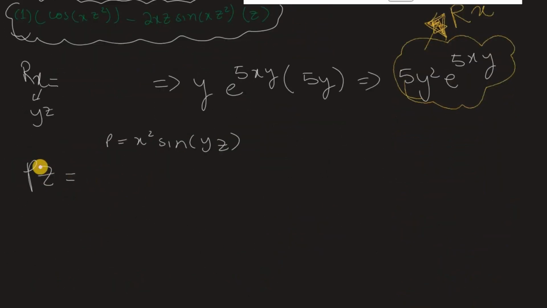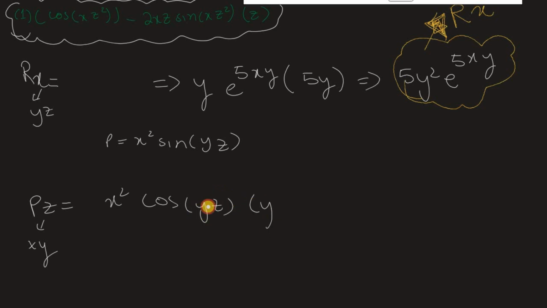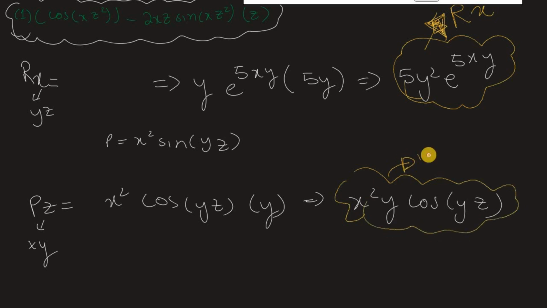Okay. Now, x and y are constant. We're differentiating only z. X is a constant, it's going to stay over there. And the derivative of sine is cosine yz. Then we need to multiply by the inside function. Y is a constant, it's going to stay over there, and the derivative of z is 1. So this is the answer. It's going to be x squared y cosine yz is the answer for pz. This is our pz.